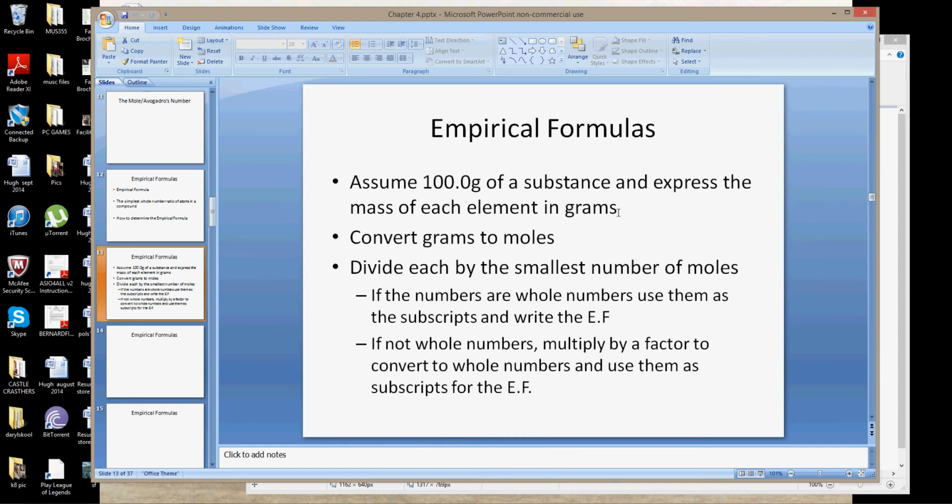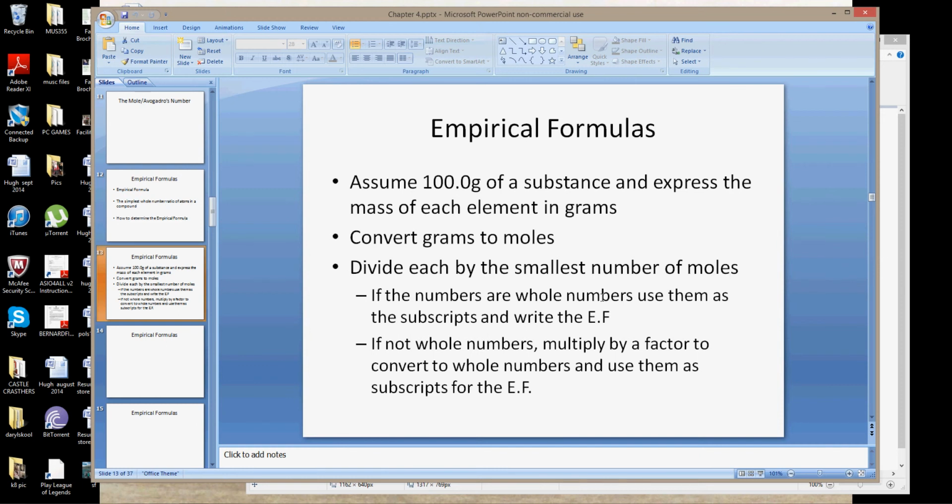In each problem, there's going to be percentages of different elements in a substance. And those percentages are basically the grams. You drop the percentage and you just put grams next to it. Then you're going to convert the grams into moles, and then you divide each by the smallest number of moles that you found.